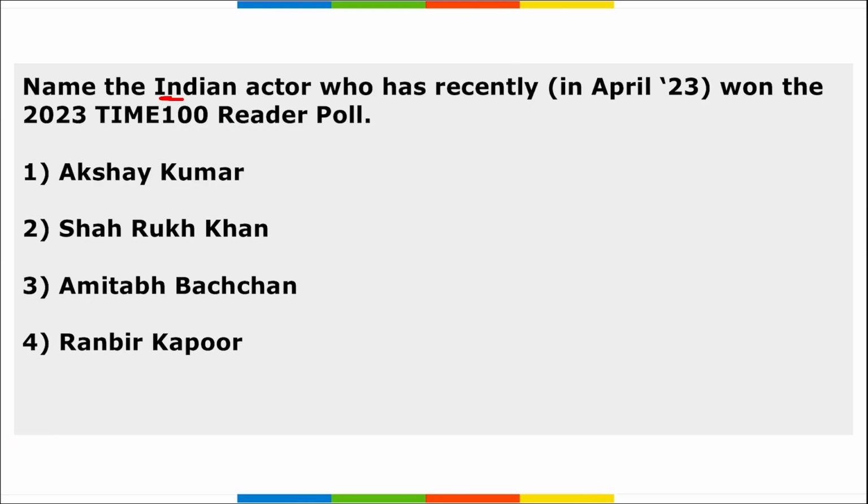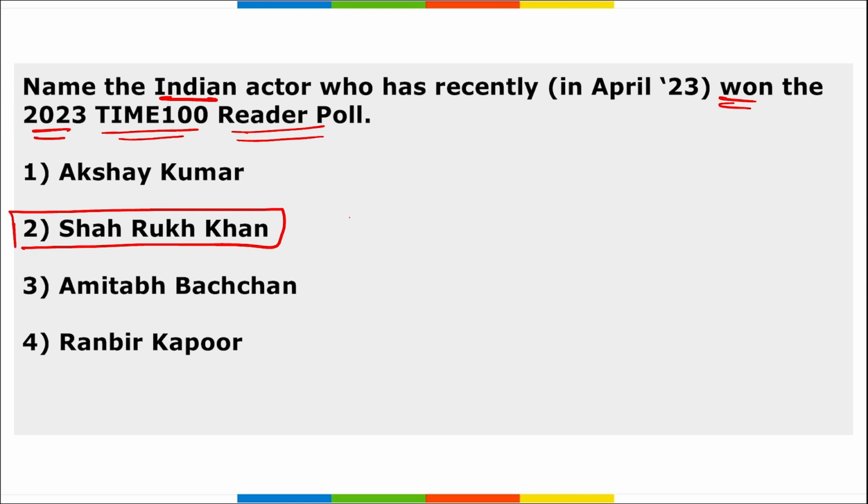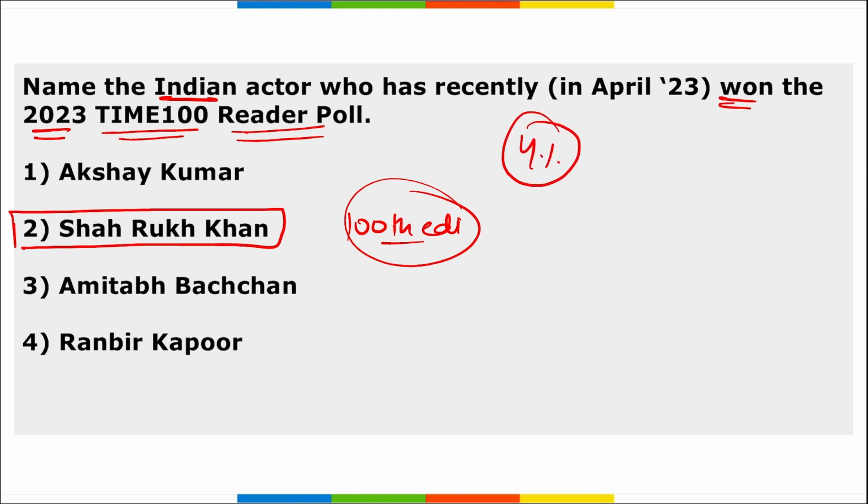Next, name the Indian actor who recently won the 2023 Time 100 Reader poll. So the Indian actor who has recently won the 2023 Time 100 Reader poll is your Shah Rukh Khan. All right, this is the 100th edition of Time's Reader poll in which readers voted for the individuals or groups that they think deserve a spot on Time's annual list of the most influential people. Here Shah Rukh Khan, the Indian actor, topped the list by receiving almost 4% of the more than 1.2 million votes that were cast, right?